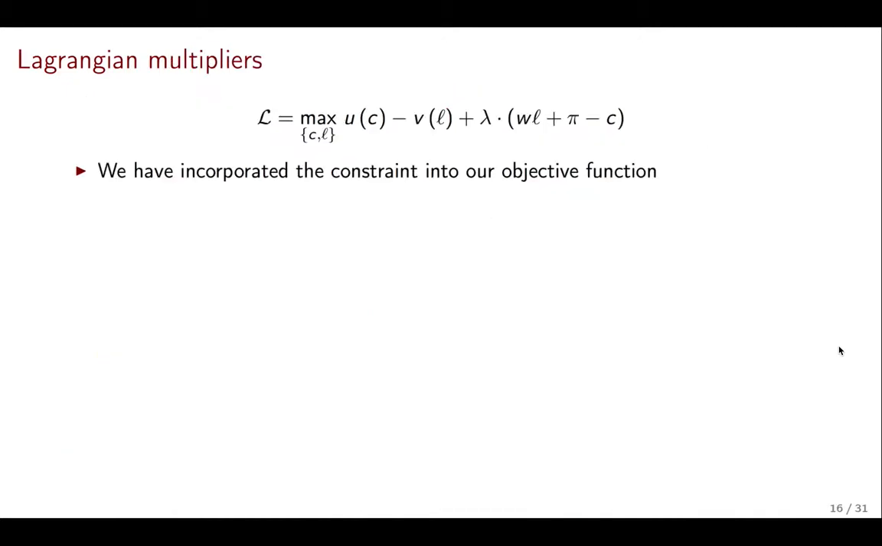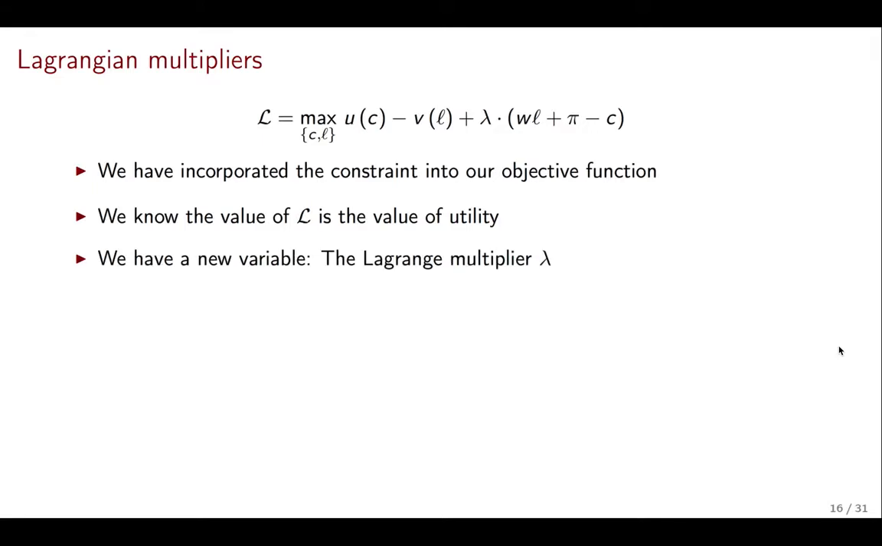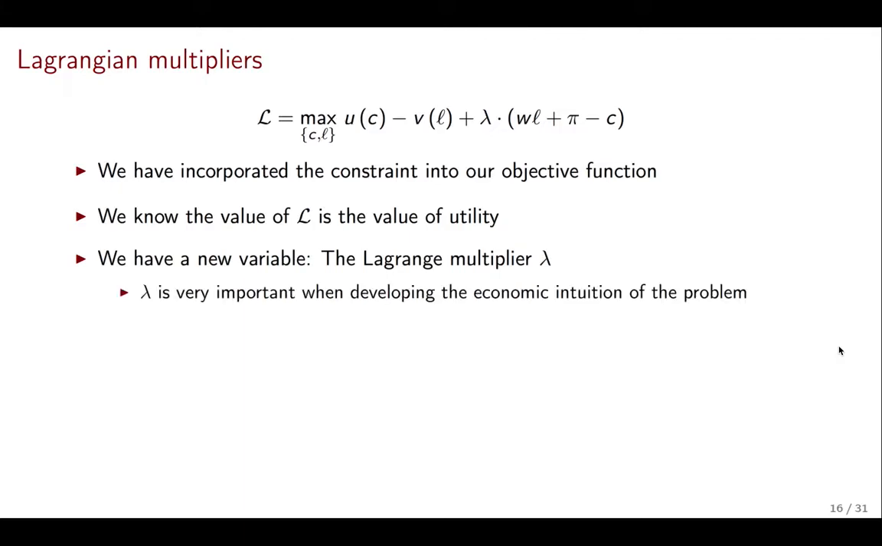Okay, now the key here, as you can tell by now, is the Lagrange multiplier. The multiplier is the thing that's going to make the Lagrangian coincide with the problem we had before. And so here in the Lagrangian I'm showing you, we have already incorporated the constraint by multiplying it by lambda. Now we know already that the value of the Lagrangian, that curly L, is going to be equal to the value of the utility. But what about the value of lambda? Well, that's the thing that we're going to focus on. Lambda is very important because it is the key to developing economic intuition of the problem.